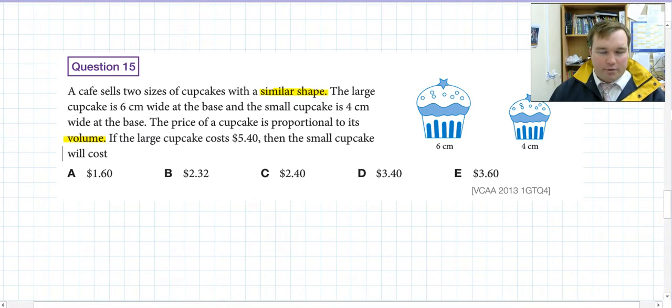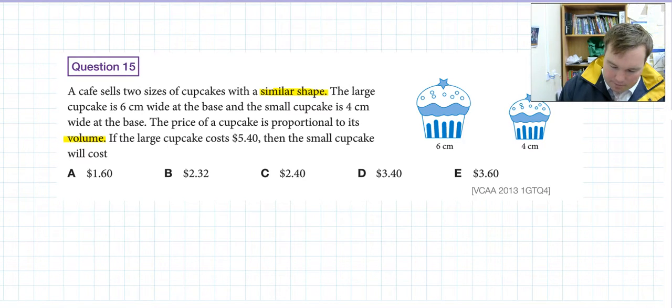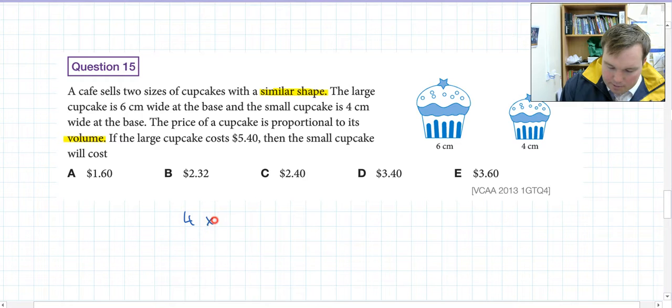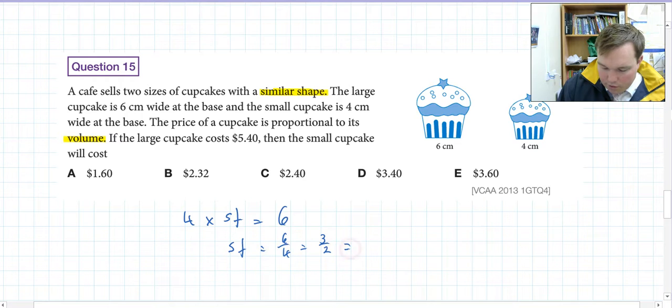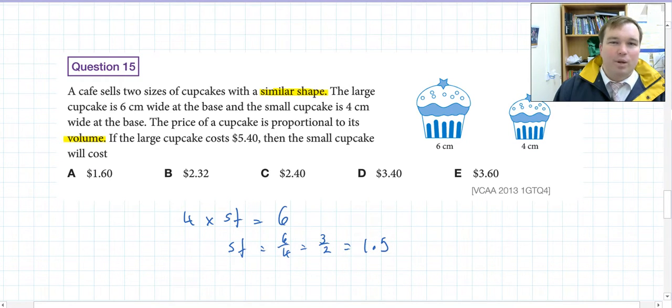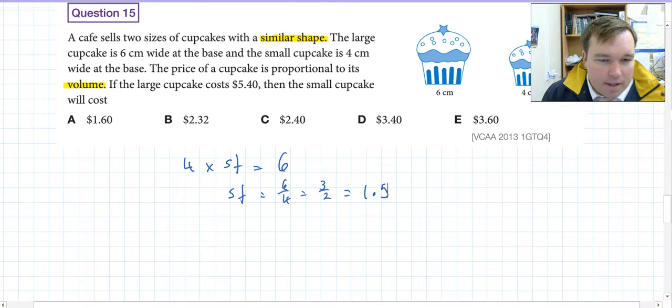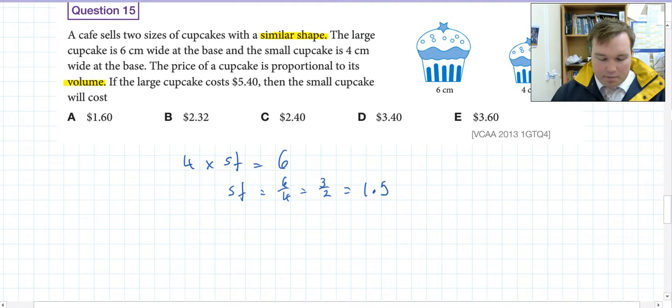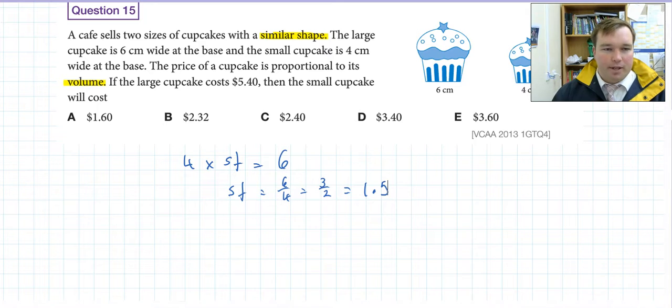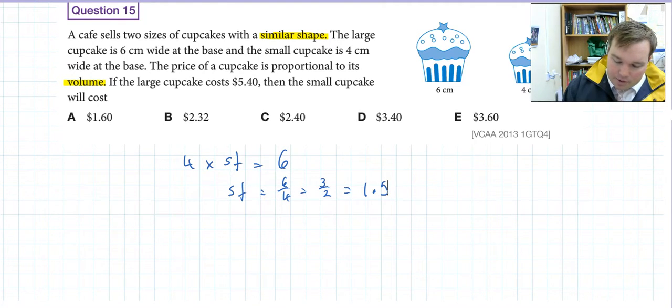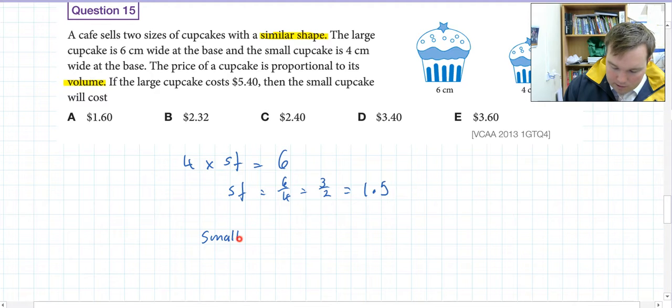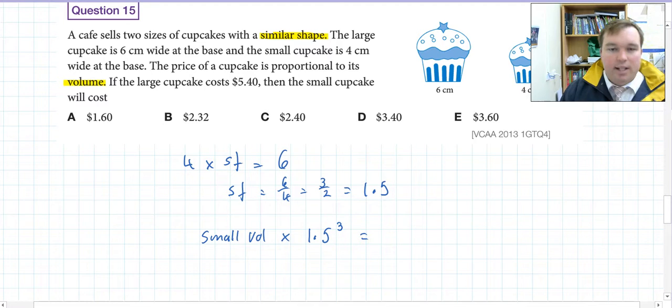Alright, let's find out the scale factor. The scale factor can be found by saying 4 gets multiplied by something to get 6. Turns out the scale factor is 6 on 4, which is the same as 3 on 2, or you can write it as its decimal, 1.5. Any one of those numbers will work, because they're all the same number. Then we're told it's proportional to the volume, so really we're working in volume here. What that's saying is that the small volume is multiplied by 1.5 cubed to get the large volume.